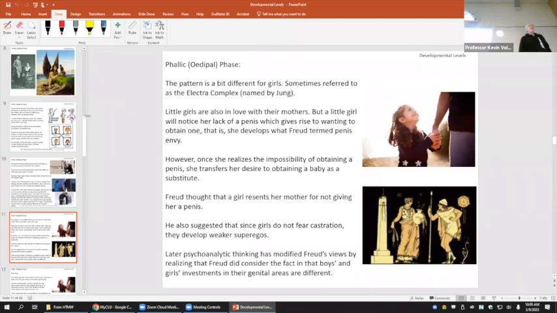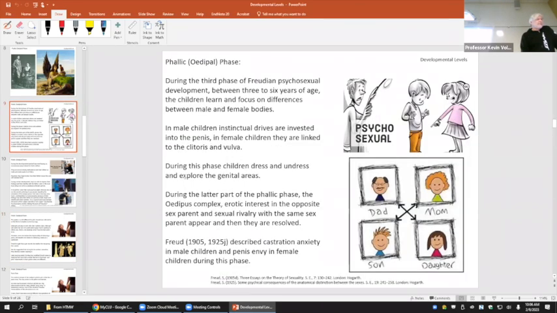Little girls are also in love with their mother, but a little girl will notice, this is old school Freudian stuff, that she does not have a penis, which gives rise to her wanting to obtain one. And she develops what Freud termed penis envy. Okay. And once she realizes the impossibility of attaining a penis, she transfers desire to obtaining a baby as a substitute. This is the very male perspective on this stuff. I'm going to give you the female perspective on this stuff, which is far more interesting, right? So let me come back to that because I don't want to skip over some of this other stuff. Okay.